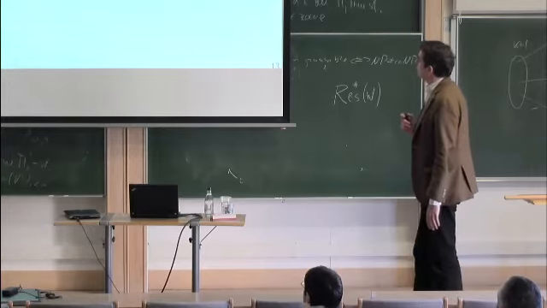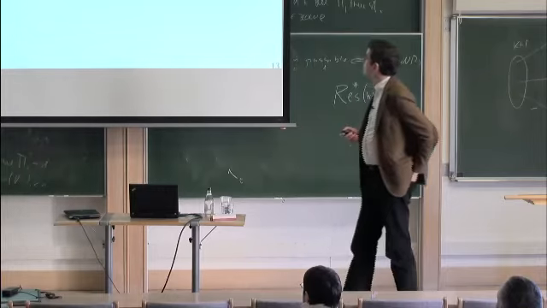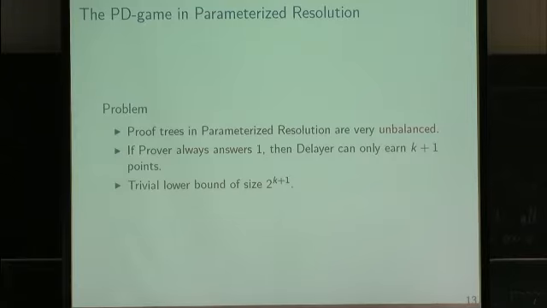Now if we want to use this proof method in parameterized resolution, we encounter one problem, namely the proof trees in parameterized resolution are always very unbalanced. Because you can at most set k ones or k plus 1 ones, and then you will immediately falsify a parameterized axiom. So then there is a simple prover strategy: always, if he gets the choice, he will answer 1, and the delayer can only earn k plus 1 points in this way, and we will only prove this lower bound, which is trivial.